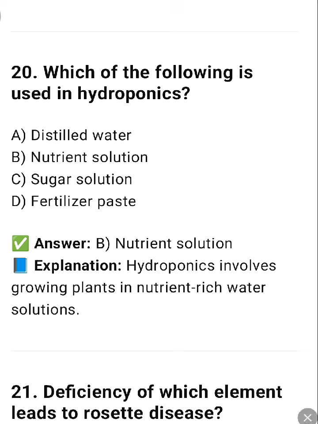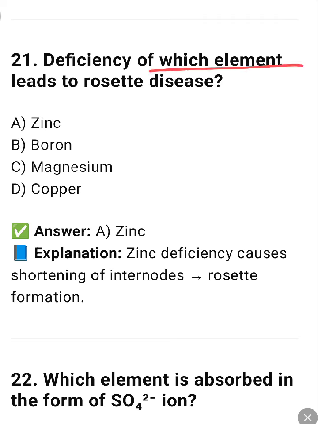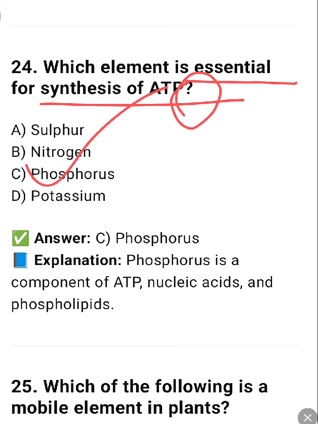Which of the following is used in hydroponics? What is hydroponics? It involves the growing of plants in nutrient-rich water solution. So it is nutrient solution that is required in hydroponics. Deficiency of which element leads to rosette disease? So it is zinc. Which element is essential for synthesis of ATP? So it is simply phosphorus. Option number C is the right answer.